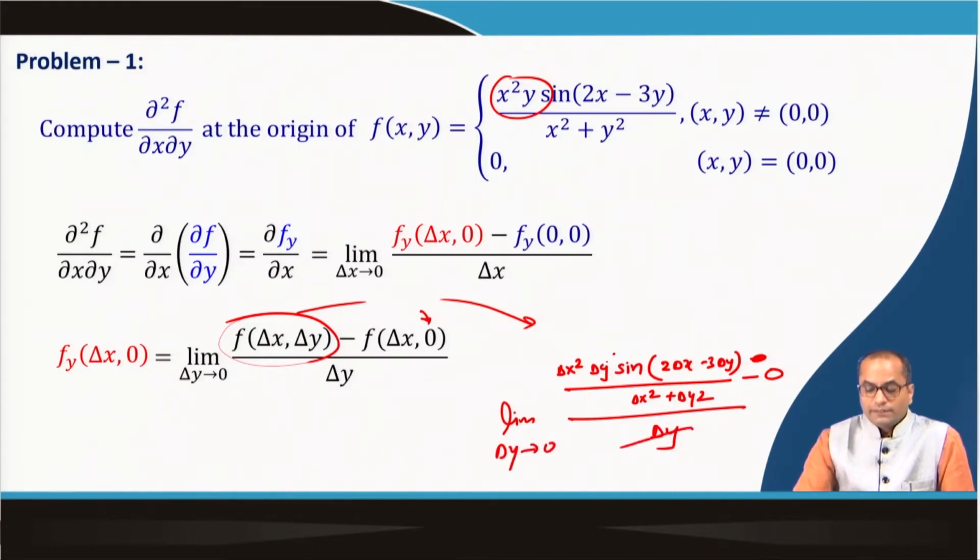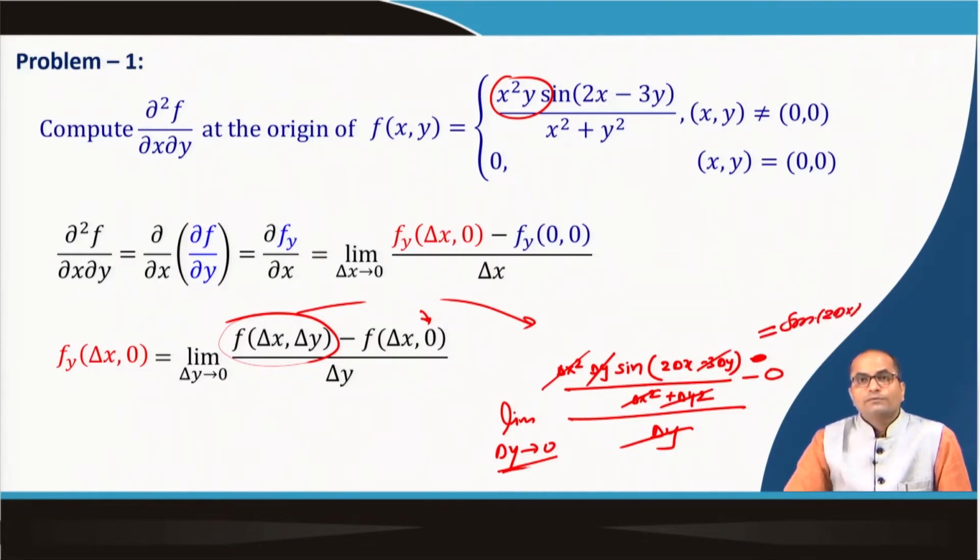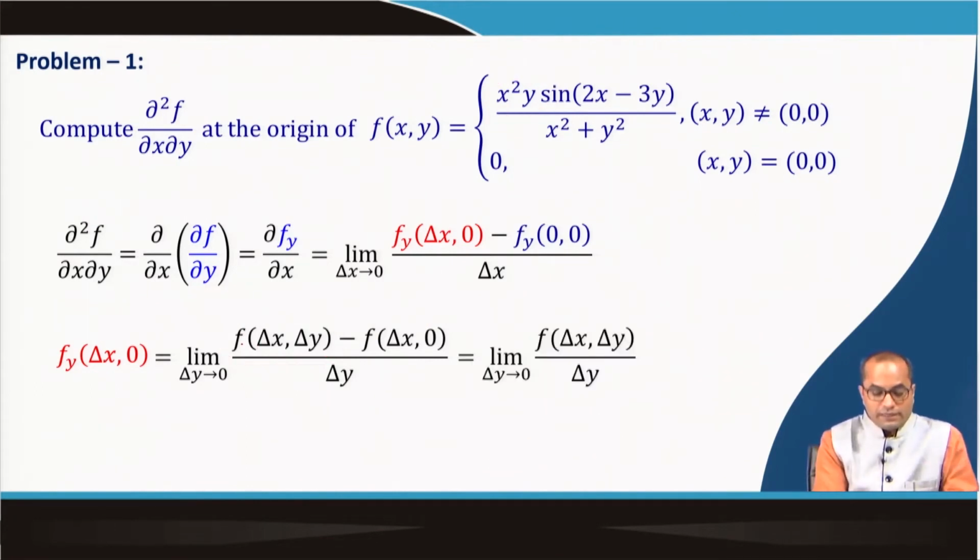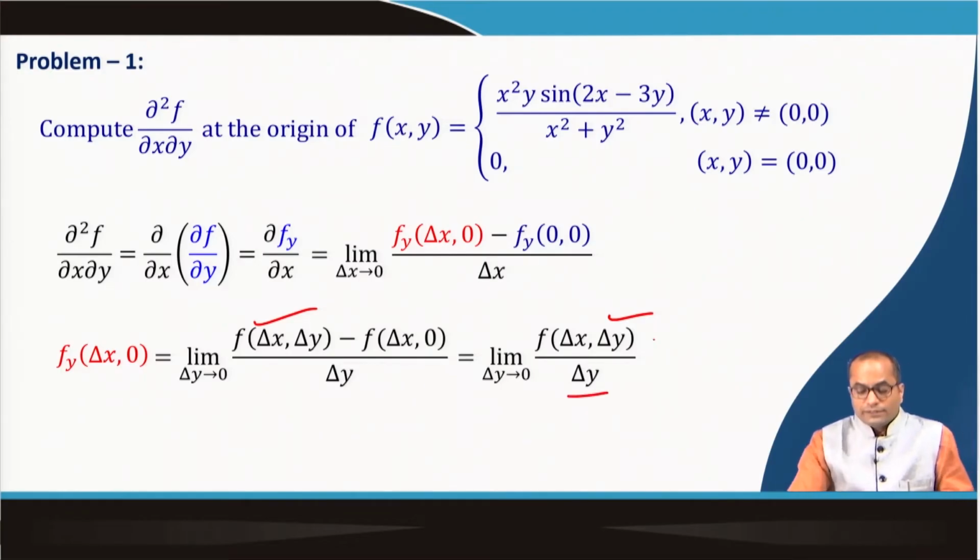So, this delta y and this delta y get cancelled, and when we set delta y to 0, this term vanishes, delta x squared over delta x squared goes away, and this term also goes. So, at the end we will get sine of 2 delta x. This is just f(delta x, delta y) over delta y, as we have just evaluated. So, at the end we get sine 2 delta x.